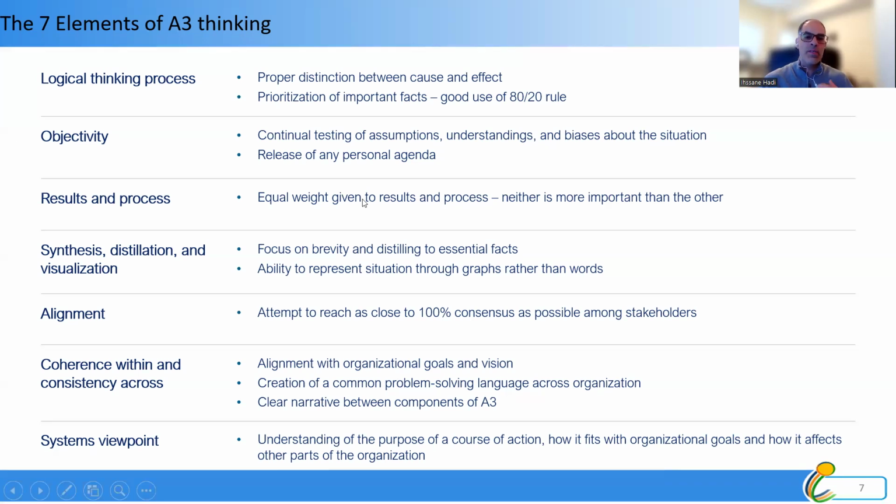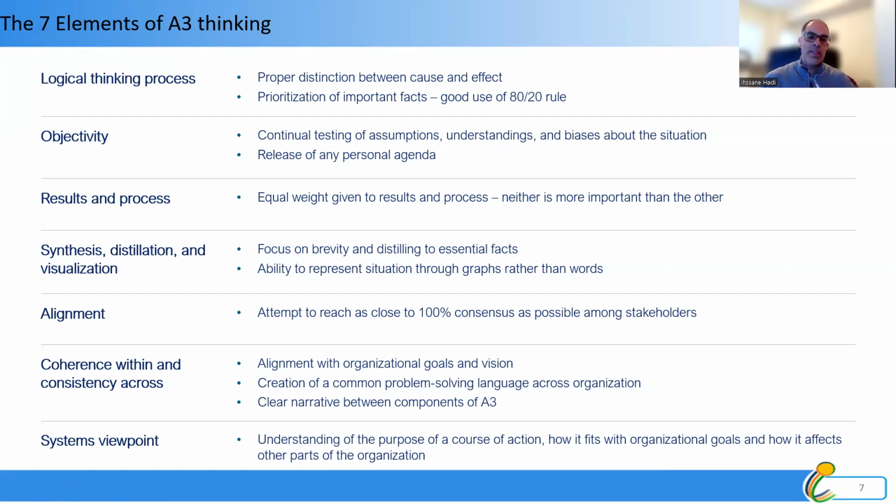The sixth element is coherence within and consistency across. The E3 report establishes a logical flow from one section to the next. Effective problem solving requires maintaining coherence and consistency within the organization's goals and values. The analysis of the current situation leads to the root cause analysis, and we propose a remedy to address the root causes, and implement the plan, which outlines how to put the remedies into action. The follow-up plan tests the result against the established target.